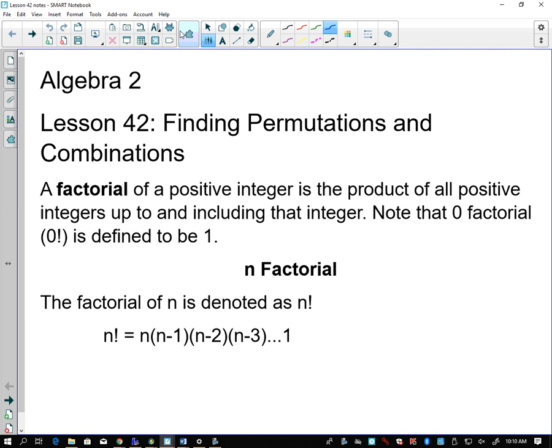We're going to talk about factorials. A factorial of a positive integer is the product of all positive integers up to and including that integer. Note that 0 factorial, and our symbol for factorial is an exclamation point, is defined to be 1. You would think it's 0 times 1, but it's still just 1. It's kind of an odd deal.